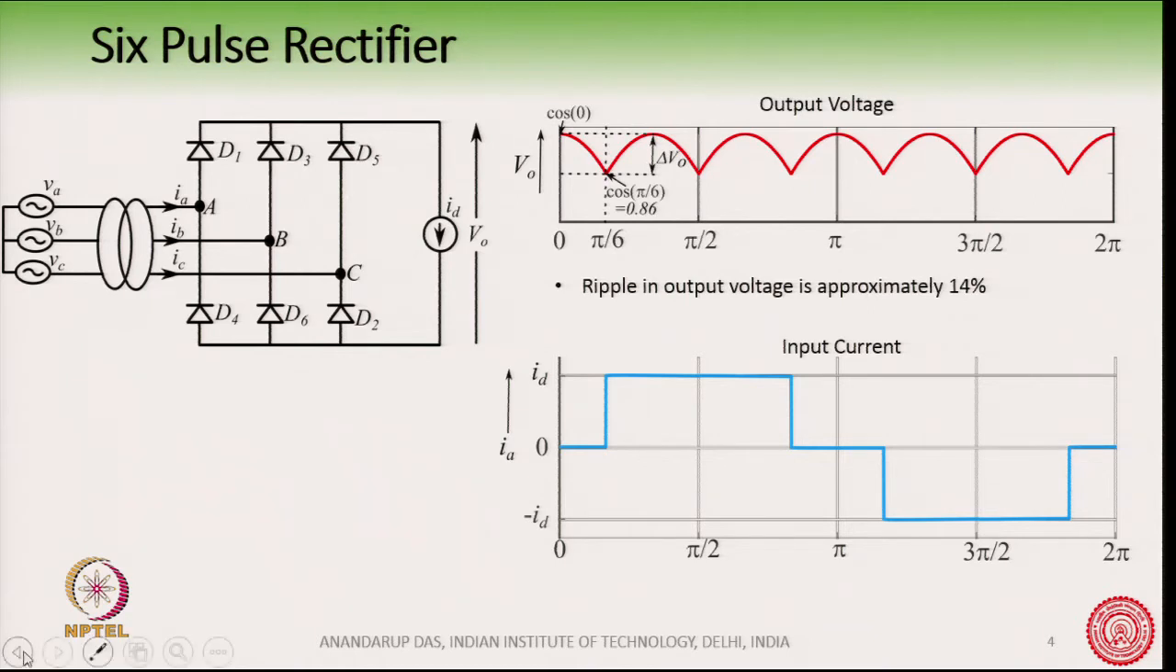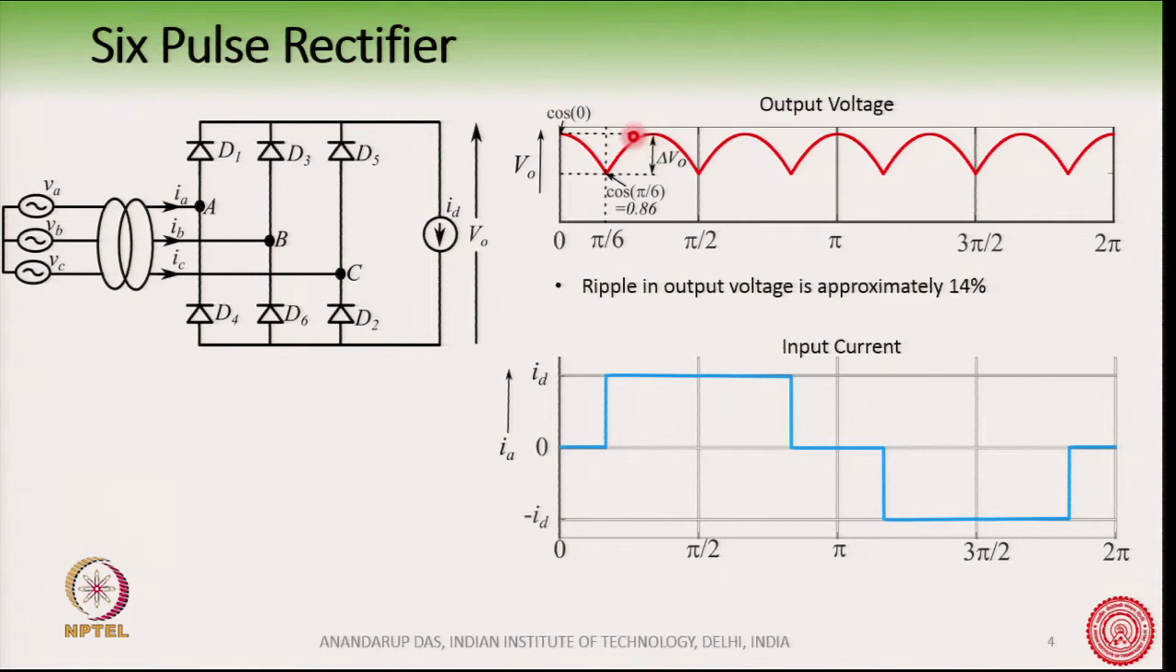Now, let us first understand how is the output voltage waveform and the input current. So, the output voltage waveform, because of the sequence of conduction of the diodes, typically looks like this. It is called a 6 pulse rectifier because there are 6 lobes in this fundamental cycle, and so if this is 360 degree, then each lobe is spanning 1/6 of 360 degree, that is 60 degrees.